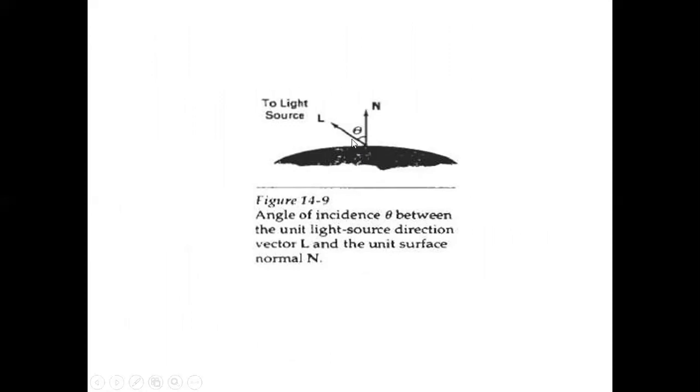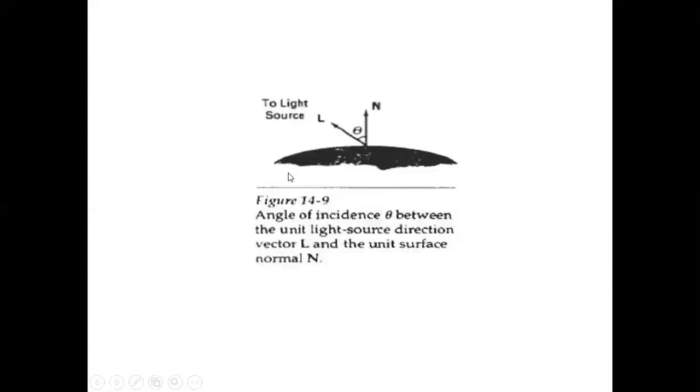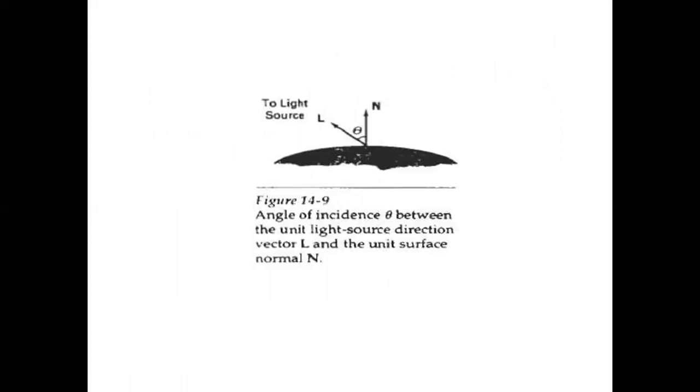The angle of incidence is denoted by the unit light source direction vector L and the unit surface normal vector N. L is the direction of the incident light, and N is the normal to that particular surface. If L is the unit direction vector to the point light source from a position on the surface, then cos theta is equal to N·L. The diffuse reflection equation for single point source illumination is IL,diff = KD * IL * (N·L).